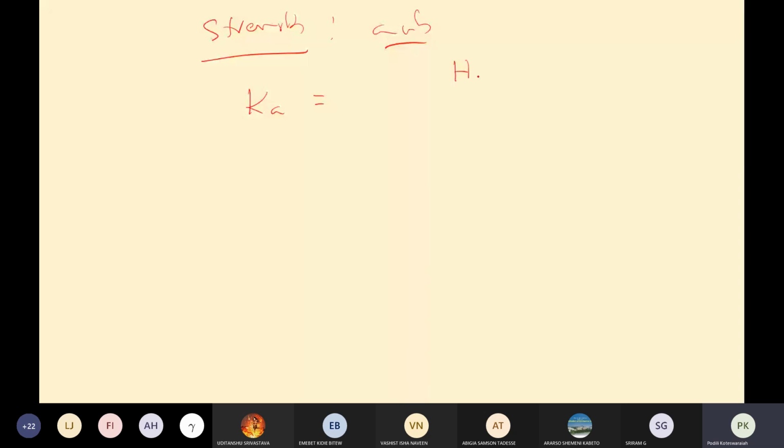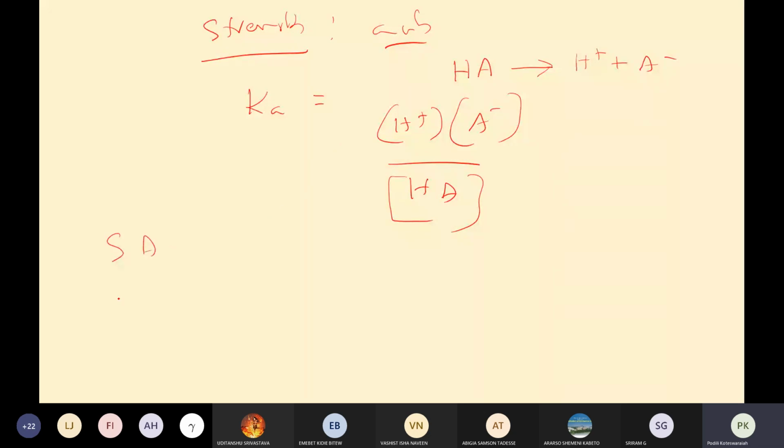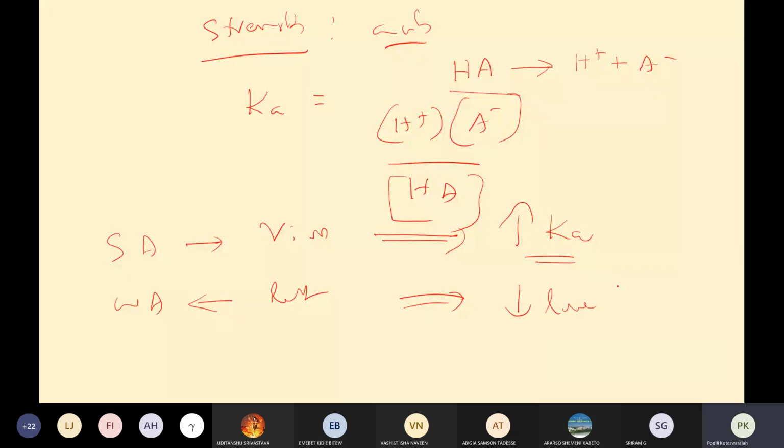For example, in case of HA, if it is an acid, when it dissociates, it forms H plus and A minus. The acidity constant Ka is equal to the concentration of H plus times the concentration of A minus divided by the concentration of HA. From this, you can understand that for strong acids, the equilibrium is towards right, and for weak acids, it is towards left. When the equilibrium is towards right, the products are more. So strong acids dissociate completely in water. Therefore, strong acids have higher Ka values, whereas weak acids have lower Ka values.